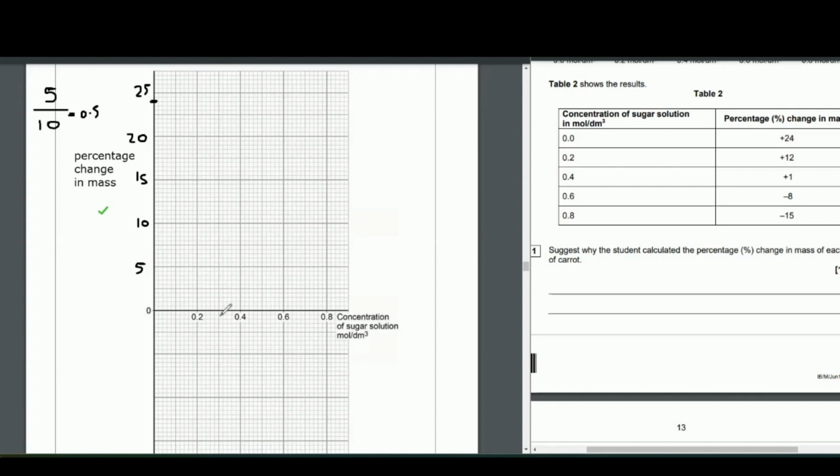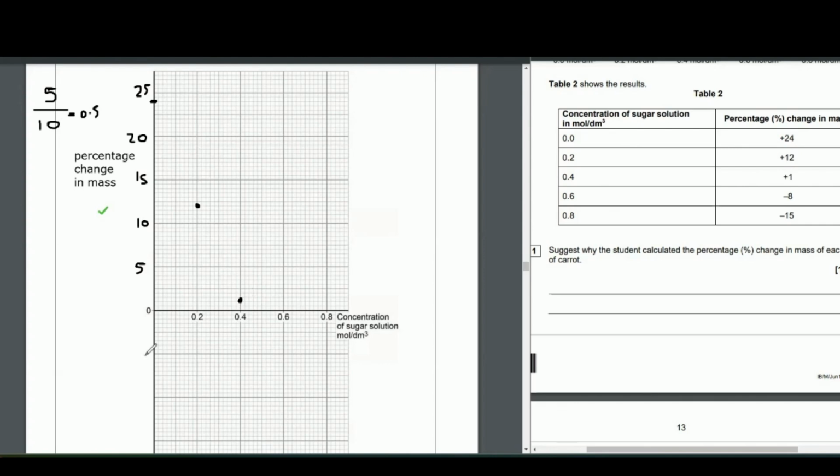Now, 0.2 is 12. So I come to this line here, 0.2, and I go up to 12. Remember, that's 1, that is 2, so that there is 12. Then I go 0.4 and plus 1. So at 0.4, we're just going to 1, so just 2 squares up. Remember, each baby square is worth 0.5.